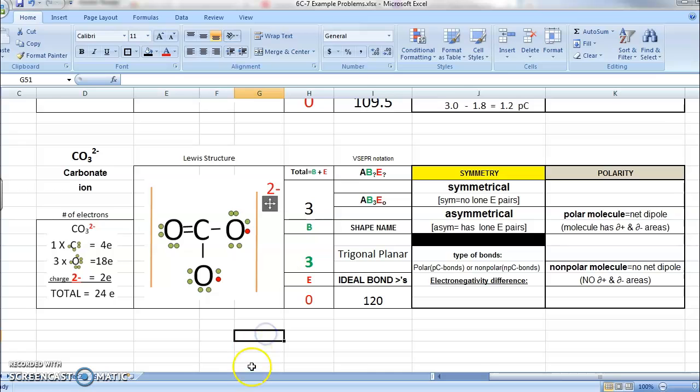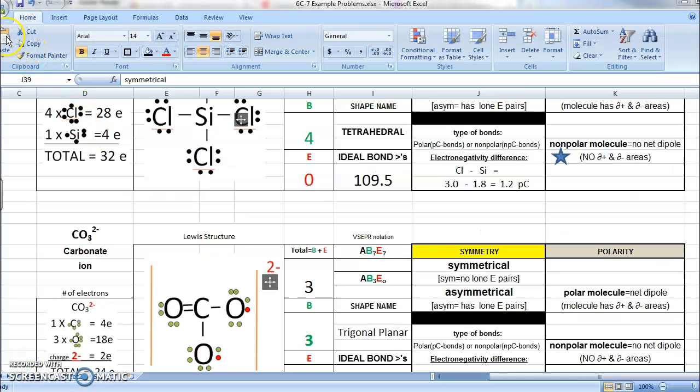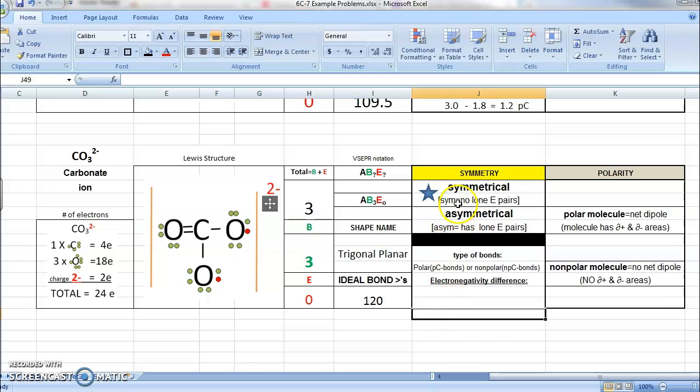Let's make sure we've got that right on our shape sheet. Trigonal planar, it is 120. There are no lone pairs. The atoms are symmetrically distributed about the central atom. So it is symmetrically shaped. So I'm going to put a little star right here. There are no lone pairs. These atoms are spread about evenly. In your drawing, it looks like it's T-shaped, but they would actually have an oxygen here, one down here, one over here, if it was drawn three-dimensionally, which it's not.